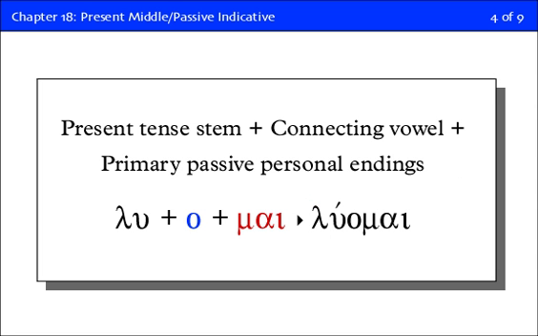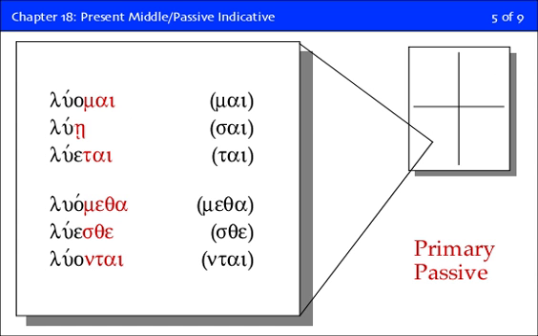How do you form a present passive indicative? Well, you form it with the present tense stem, the same one we've seen so far. And then you have a connecting vowel, which we have already seen. And then you have the primary passive personal endings. In other words, we're going to learn the second of the four parts to the personal ending chart. And the primary passive is the lower left-hand corner part of the chart. And again, you need to learn the true personal endings and then learn what happens to those endings when you stick them on with a connecting vowel onto a verb.